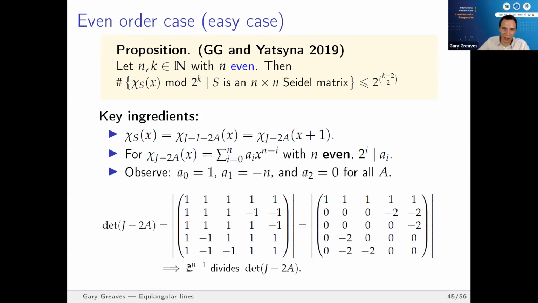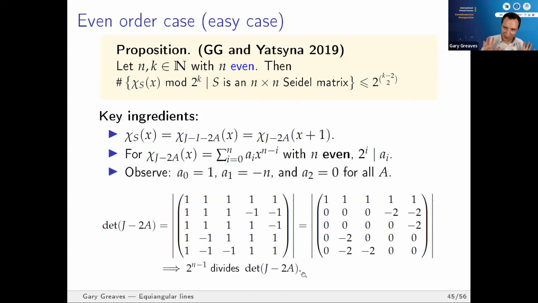So now when I take the determinants, I can take out factors of 2 from each of these rows below the first row. So this gives me a factor of 2. Second row, third row gives me a factor of 2. And so I immediately see that 2 to the n minus 1 divides the determinant of this J minus 2A.